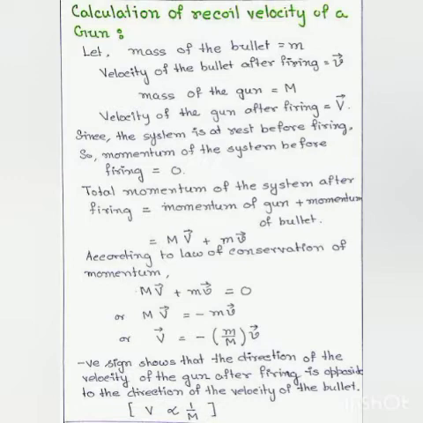And here the negative sign shows that the direction of the velocity of the gun after firing is opposite to the direction of the velocity of the bullet. And here, see, the recoil velocity of a gun is inversely proportional to its mass. Therefore, light guns recoil with large velocity and heavy guns recoil with small velocity.